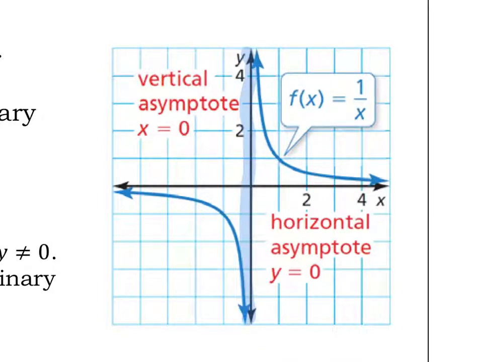To find our horizontal asymptote, we're going to look for the number that's after the fraction. Well, as you can see here, there is no number after the fraction, which is why we get y equals 0. So an asymptote of y equals 0.